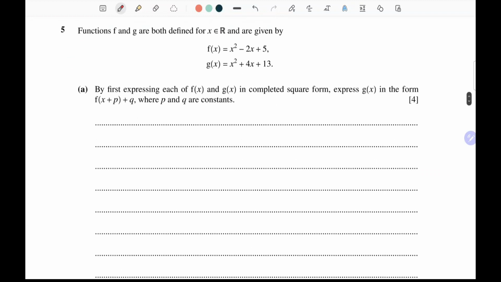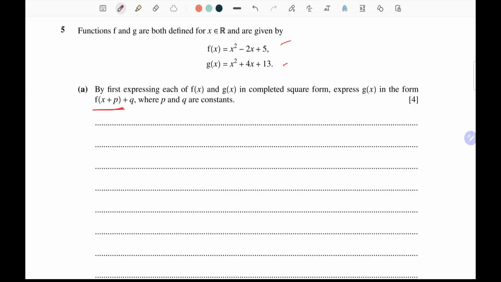This is question number 5. Functions f and g are both defined for x belongs to R. So f and g are given by, first expressing each of f(x) and g(x) in completed square form, and express g(x) in the form of f(x plus p) plus q.